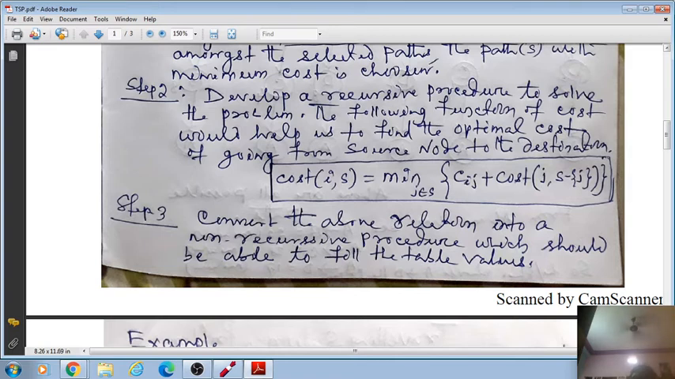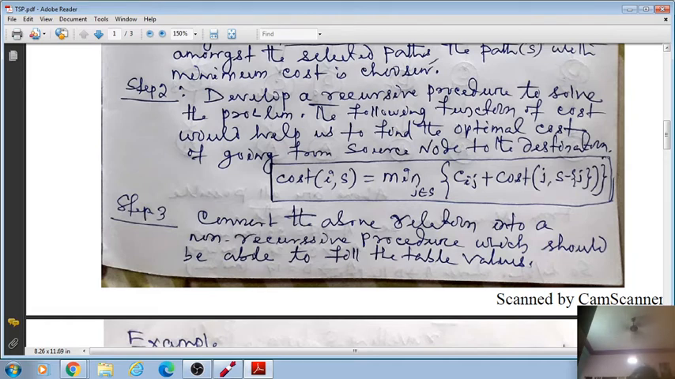Then among that we have to find the minimum of C_ij plus the cost of j, then from the remaining set S minus j. I will discuss how it is found. What is your set of all vertices? How the minus works, we will discuss.